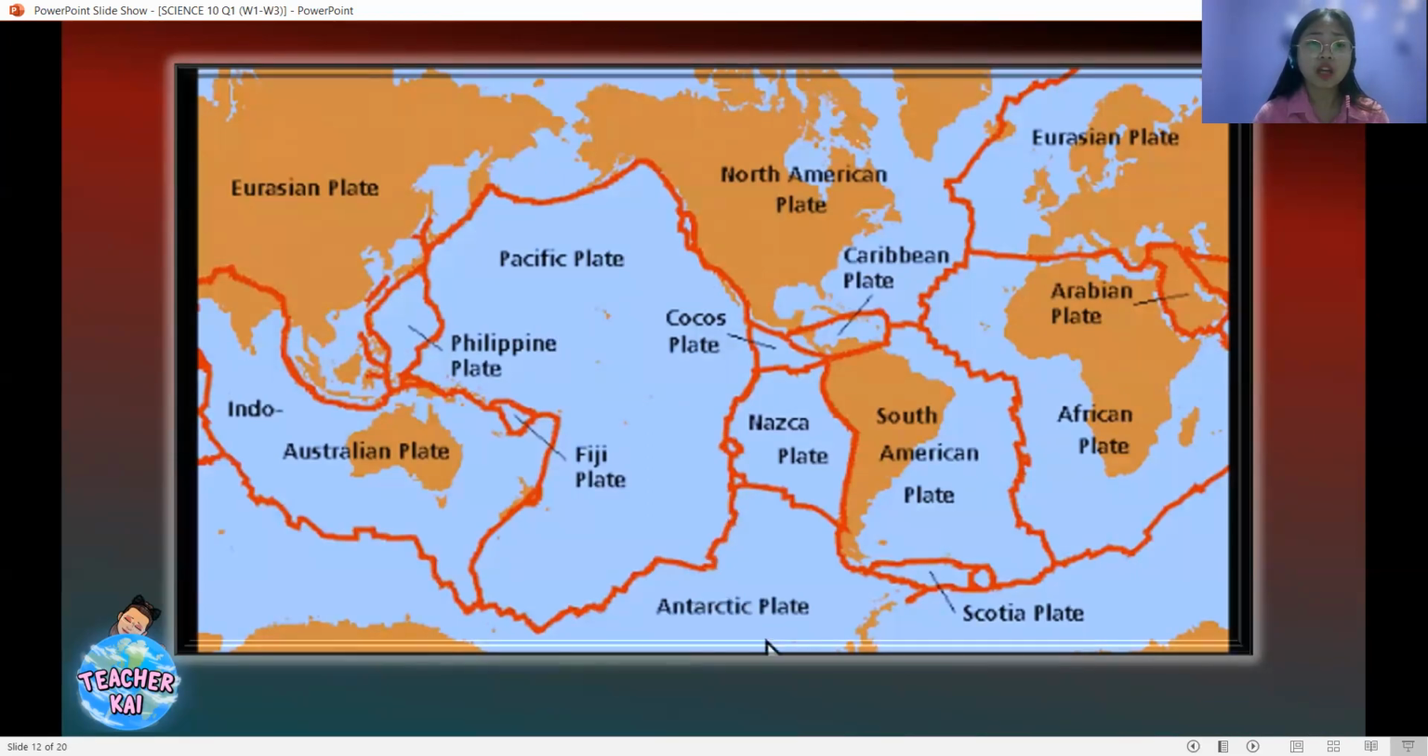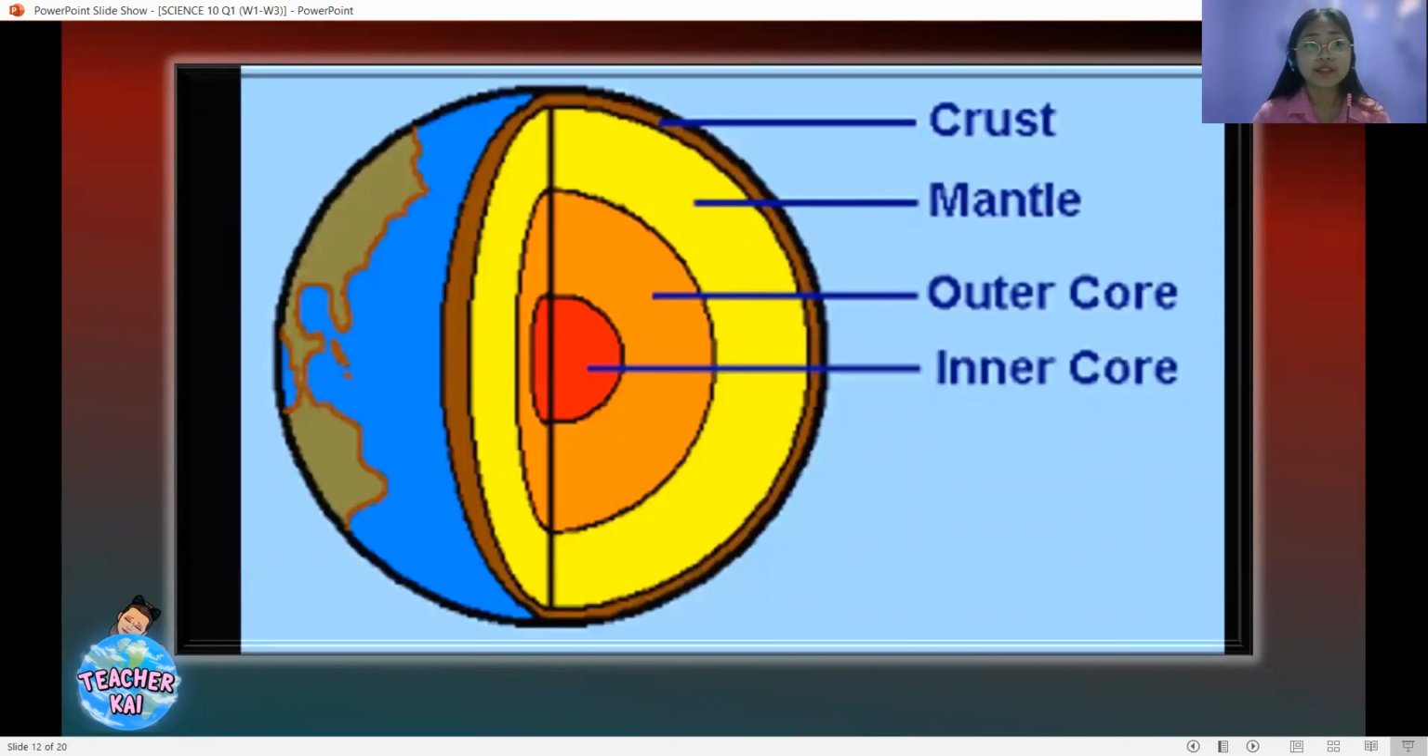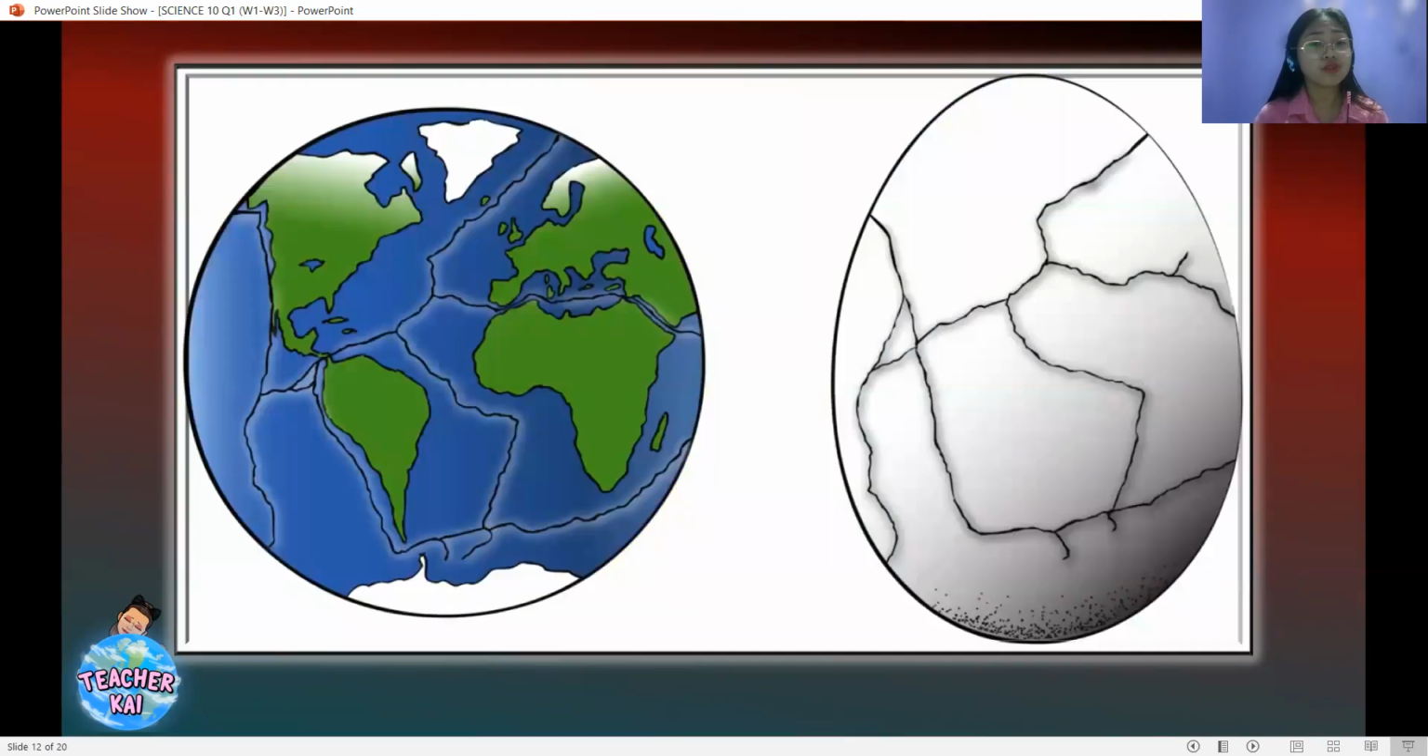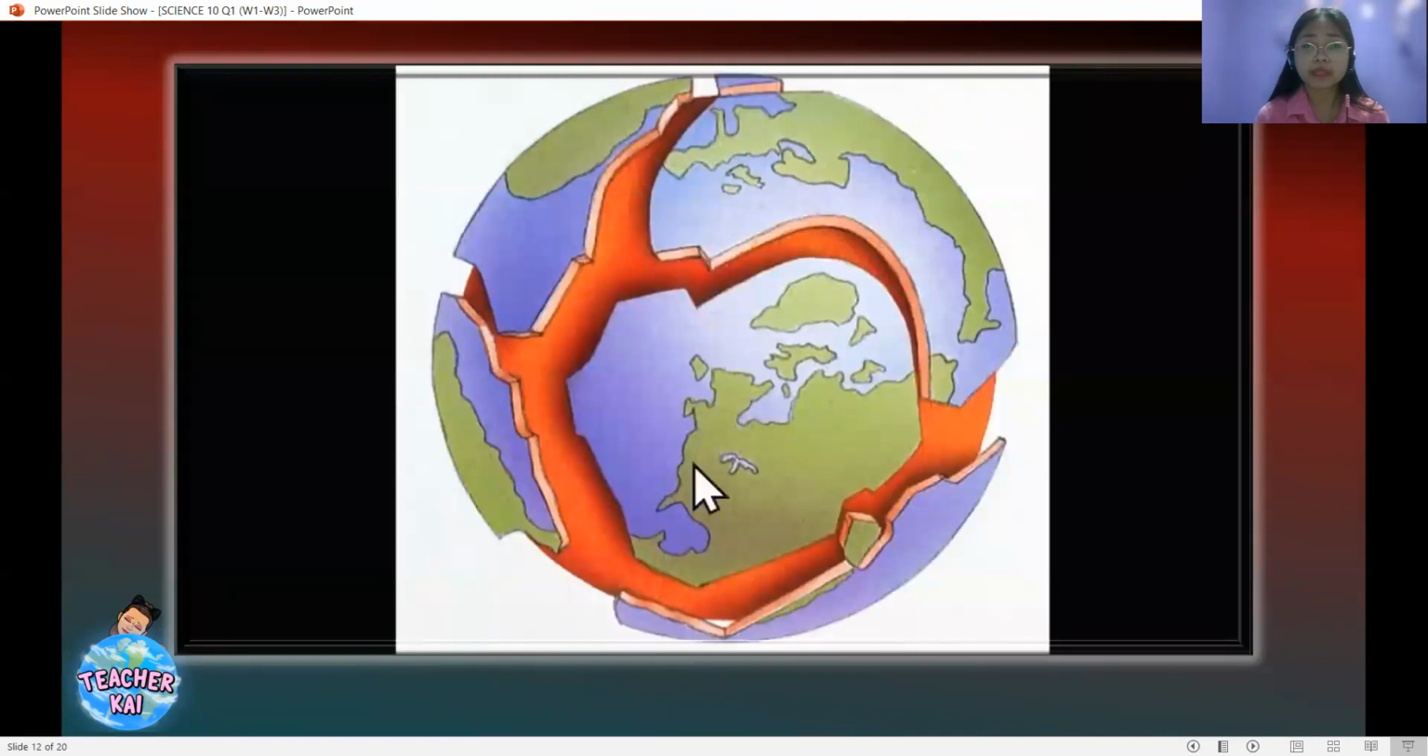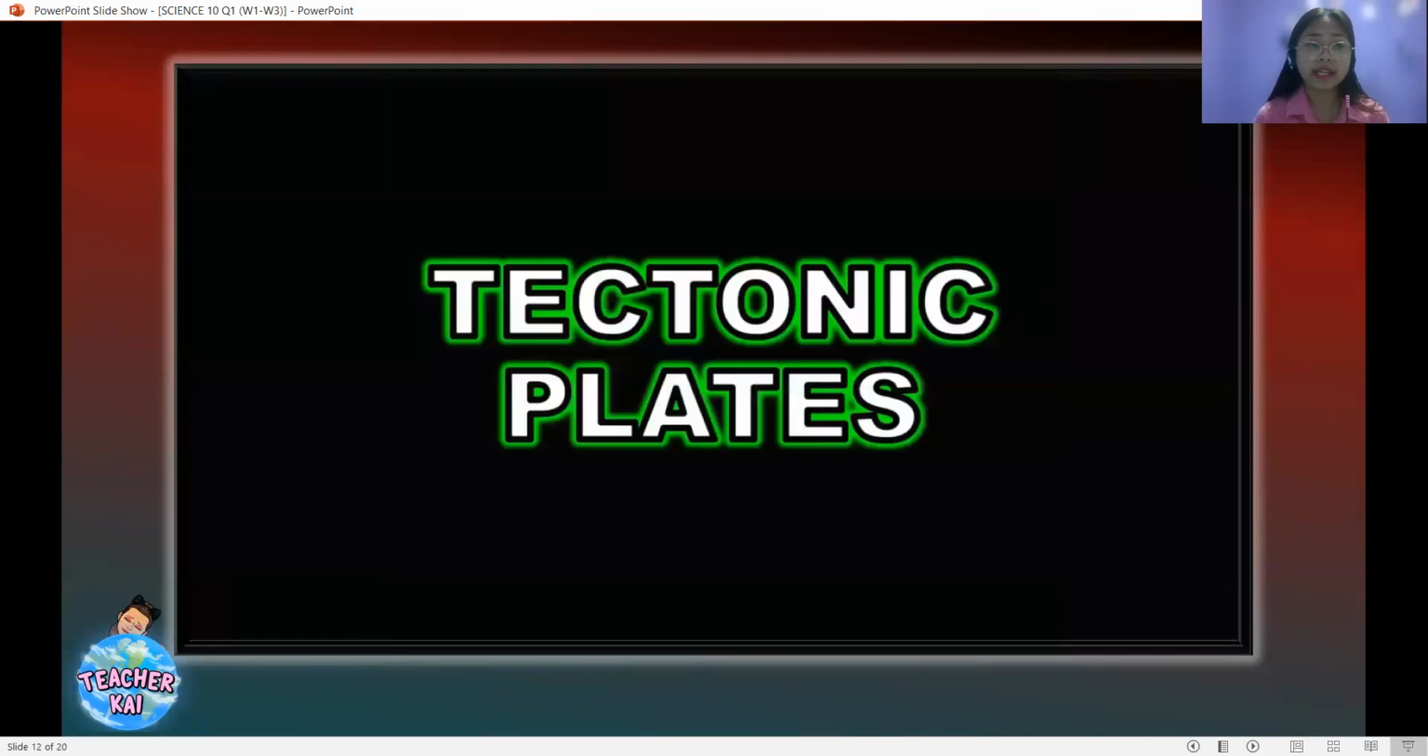So, kung nalimutan nyo na kung ano yung Pacific Plate, let us review, no? So, nung elementary, alam natin na may crust, mantle, outer core, and inner core layer of the Earth. And then yung outer niya is crust. And yung crust na yan, hindi yan perfect. Parang basag na itlog. Ayan, may mga piraso ng plates na nandyan. Ang tawag dyan is tectonic plates.